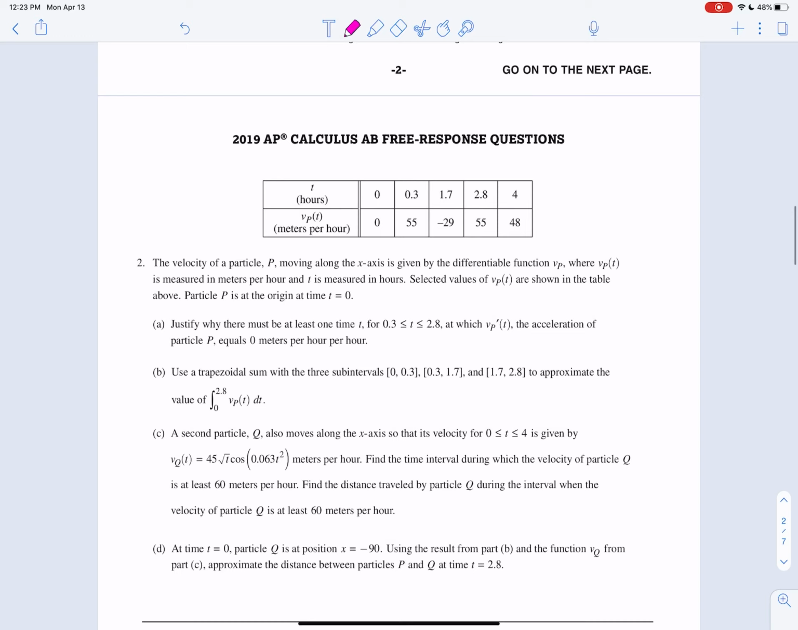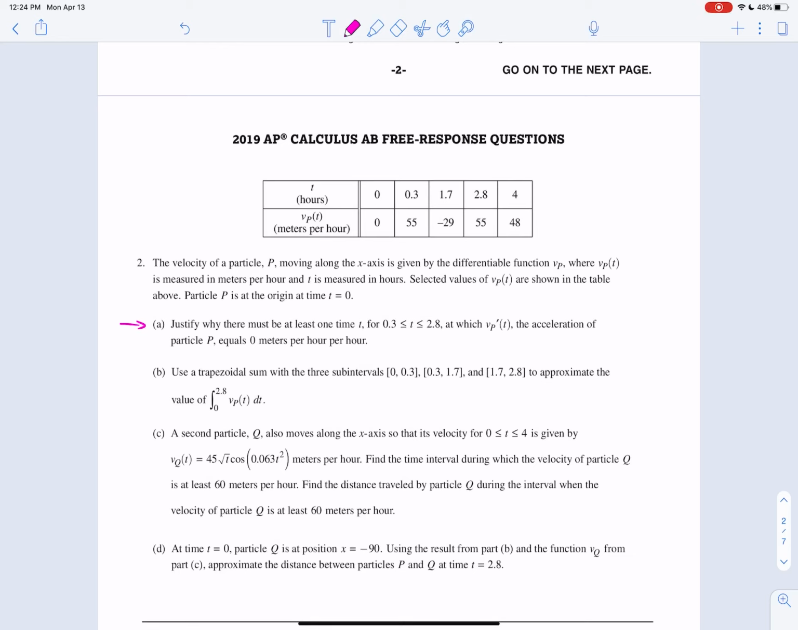Here's 2019 question 2. This looks like a Riemann sum table problem along with velocity. Sorry, particle motion. So it's a little bit of both. This is probably what you may see on this year's modified AP exam. Okay? So just keep that in mind. Here we go.